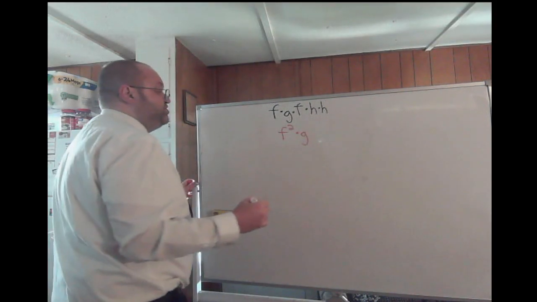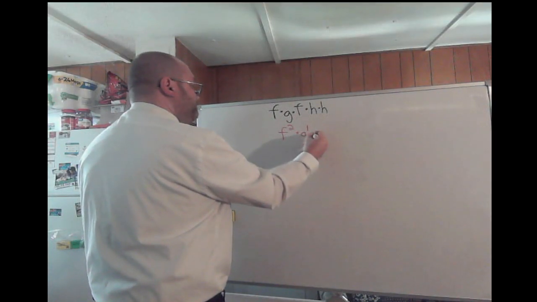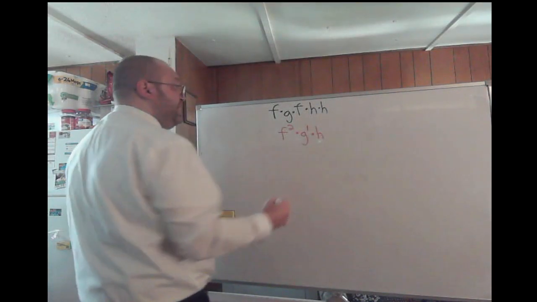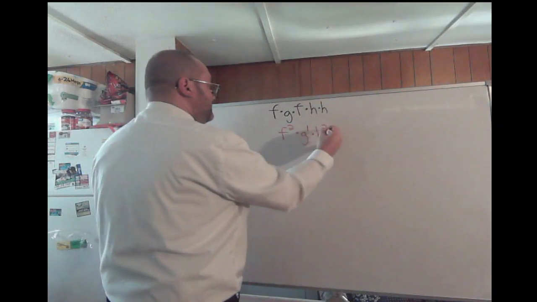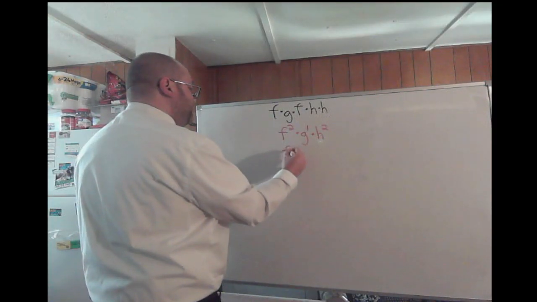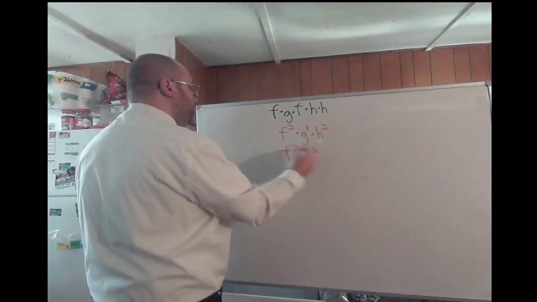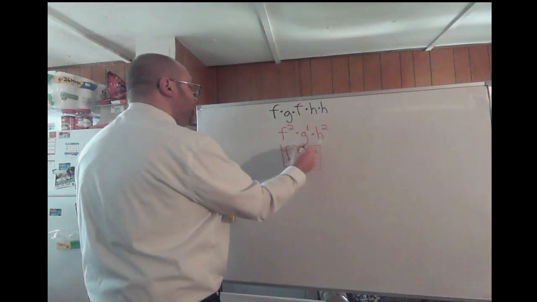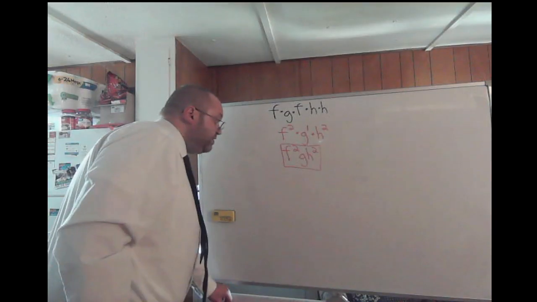How many times is g being multiplied? Just once. So g to the first times your base of h. How many times is h being multiplied? 1, 2. So all that times h to the second power. So you could simply write this as f squared g h squared. That's how you can write this. F squared g h squared would be the answer.